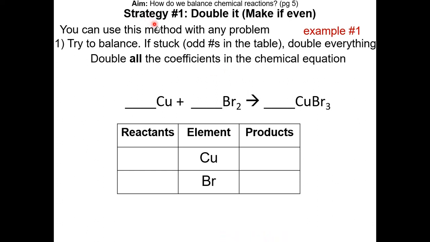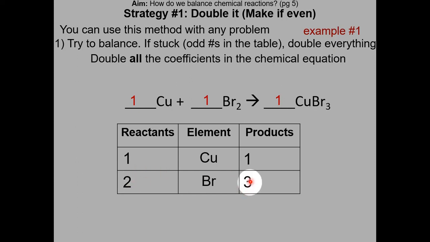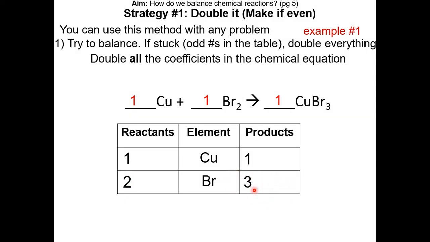The first strategy is to double the numbers to make it even. In step 1, let's try to balance it first using the table method. At this point, a lot of people get stuck because they see either prime numbers or odd numbers on the table. One simple method to deal with this is to double everything in the chemical equation. By doubling all the coefficients in the chemical equation, we turn any odd number on the table to an even number. So let's do that.